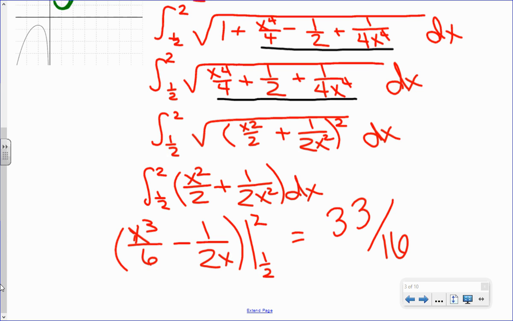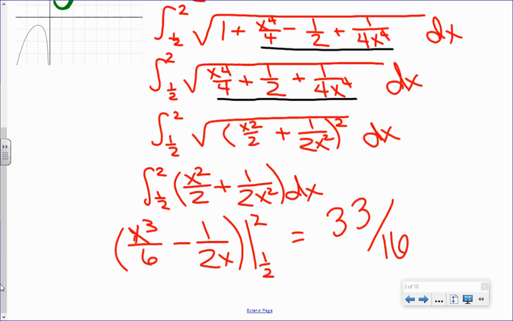All right, did we get our 33/16? Yeah. Okay, now on a quiz type situation, probably the 1/2 to 2 is not what I would be asking you to do here. Maybe more of like a 1 to 2. But it's good for us to practice that.